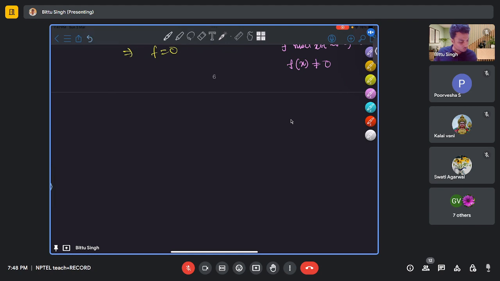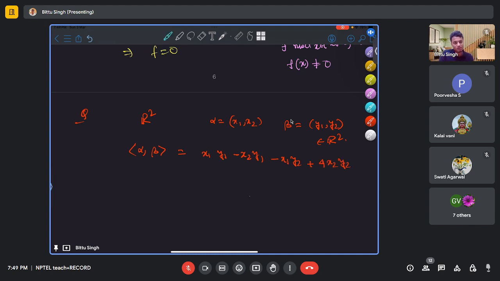Let us take another example. Given the space R2, define in this way: take alpha equal to (x1, x2), beta is (y1, y2), two vectors from R2. Okay, alpha, beta from R2, and define the inner product of alpha with beta by this formula: x1 y1 minus x2 y1, sorry, minus x1 y2 plus 4 x2 y2.